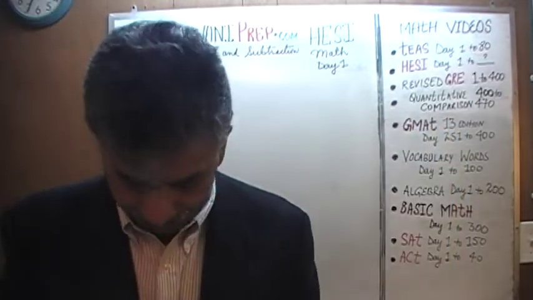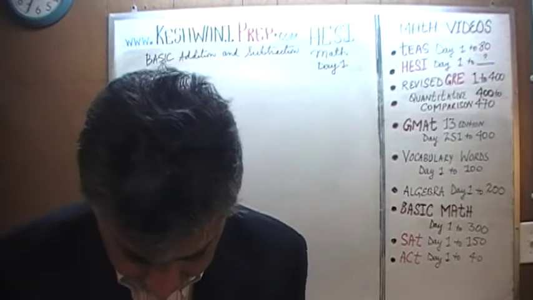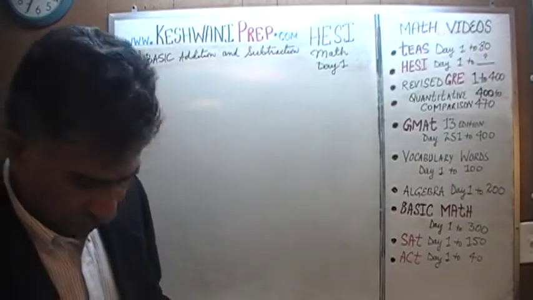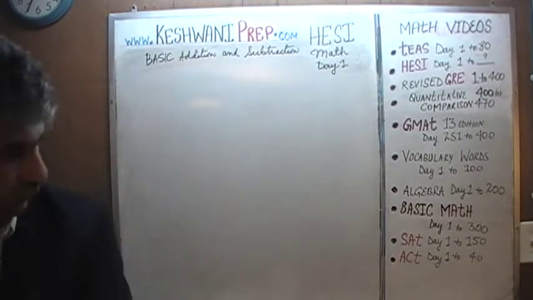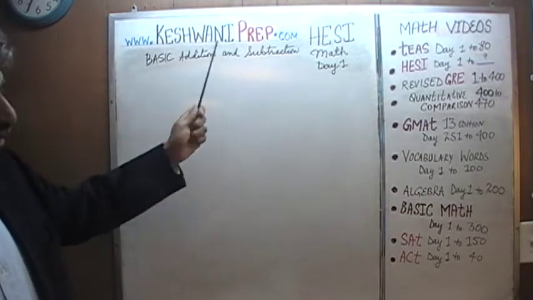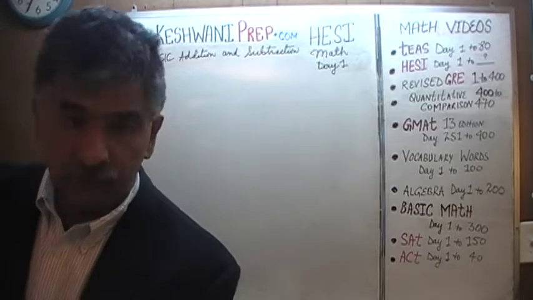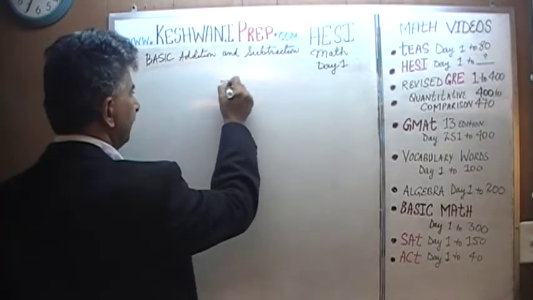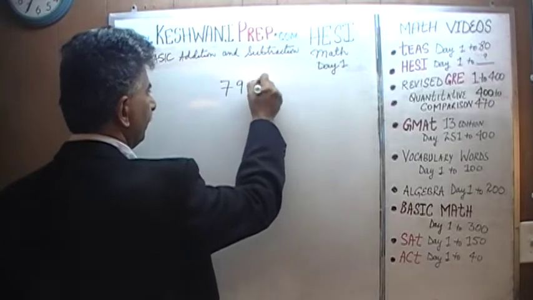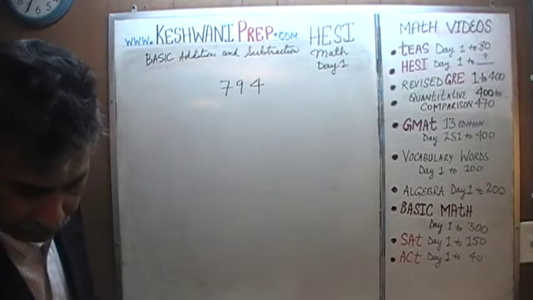Let's begin. Day number 1. Page number 2. The first topic that we have on page number 2 is labeled Basic Addition and Subtraction. And that's exactly what it is. It's very simple, very straightforward. For example, if we are given a number here, 794.